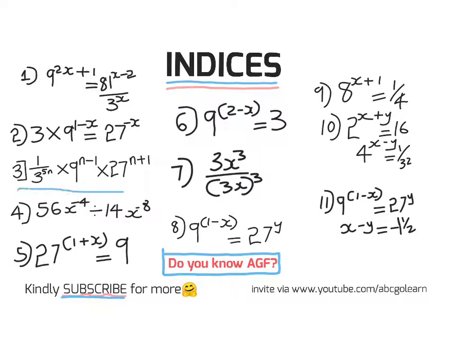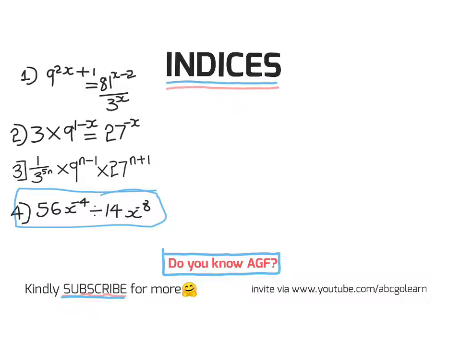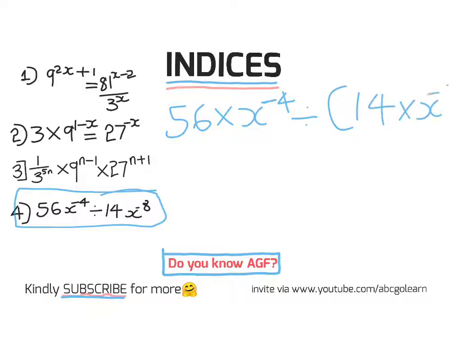Now if you check this very question number 4, I will solve this very question. Now we can rewrite this very 56x raised to power minus 4 as 56 times x raised to power minus 4. Then you will divide by, now it will be in brackets, 14 times x raised to power minus 8. Now close the brackets. Now let's start the simplification.